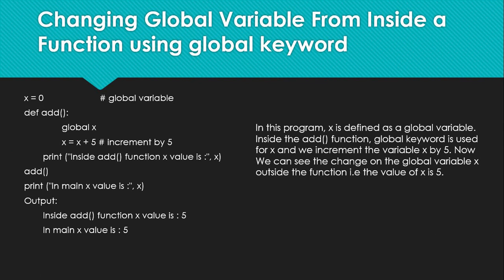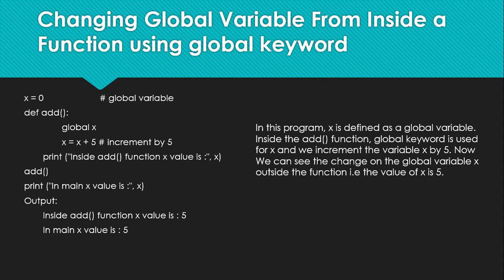Now, how do you change the global variable from inside a function using the global keyword? I told you, if you have a global variable, and you want to change the global variable inside the function, you can do so if you use this keyword global. Now look at this example on screen.